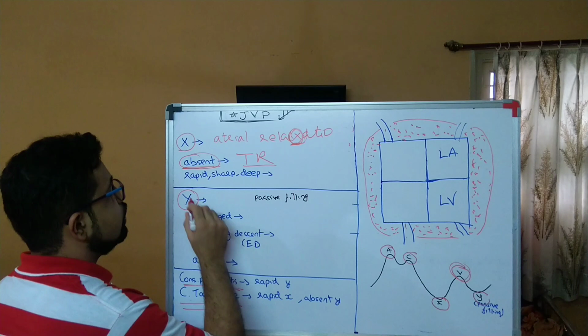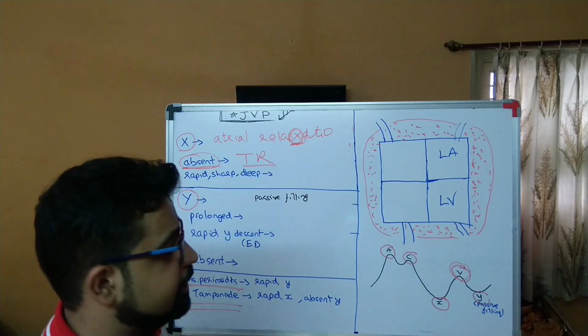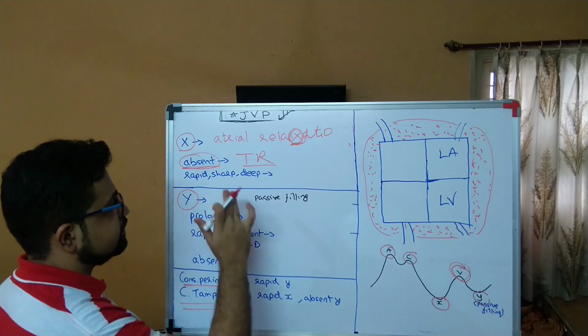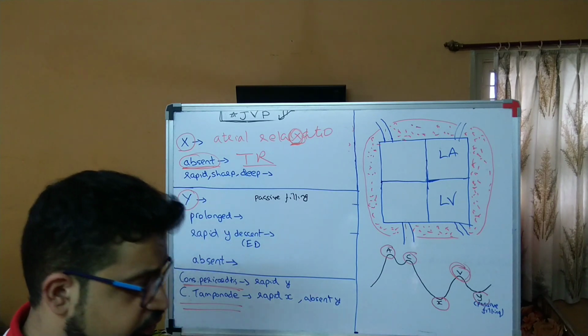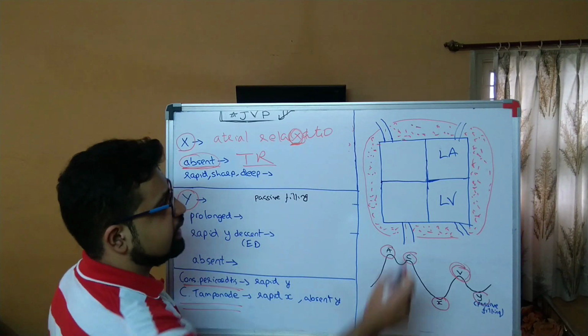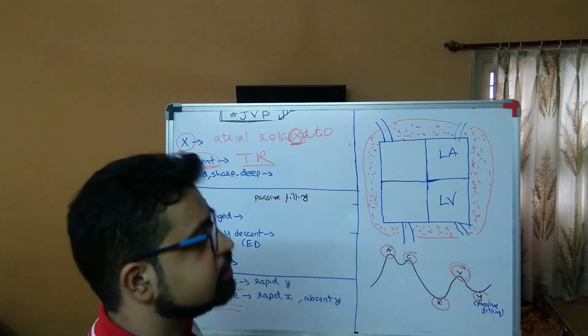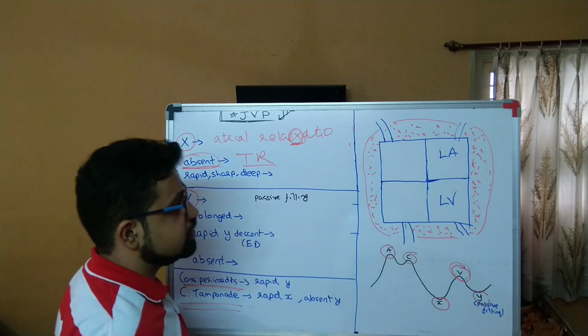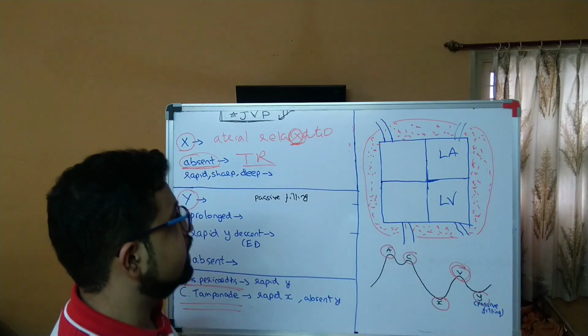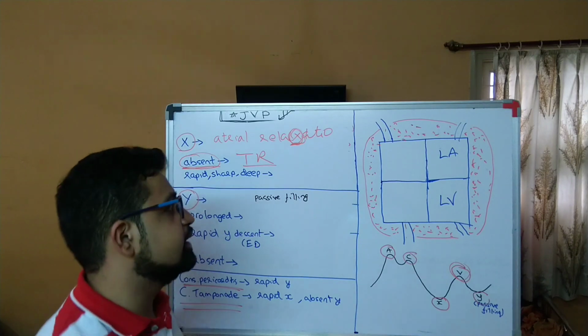The next is, when do you get rapid, sharp and deep X descent, right? When do you get rapid, sharp and deep X descent? We are going to discuss cardiac tamponade. I have shown that in cardiac tamponade, there is blood collecting in the pericardial space. Now what happens in cardiac tamponade? If you remember the back stride, right?